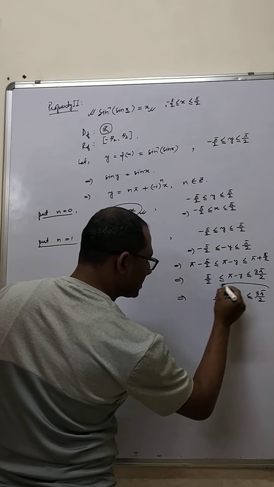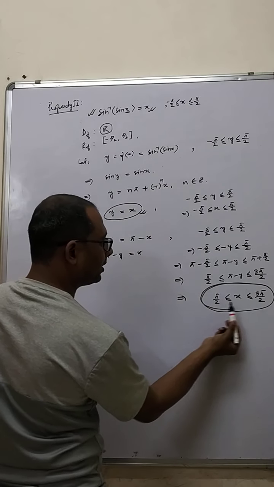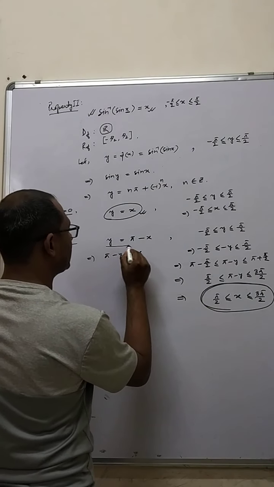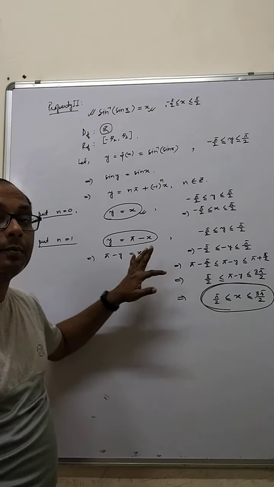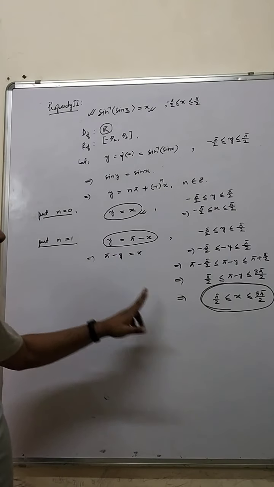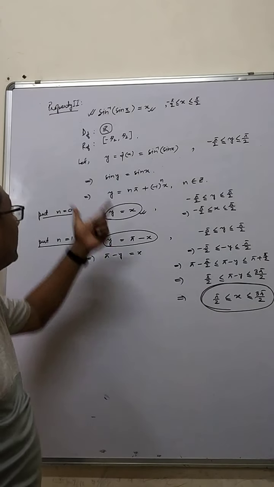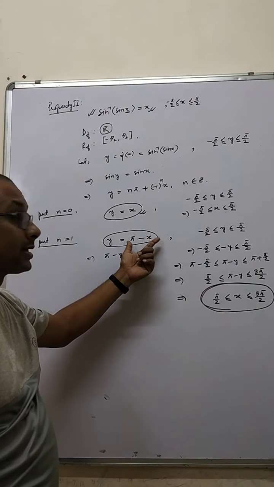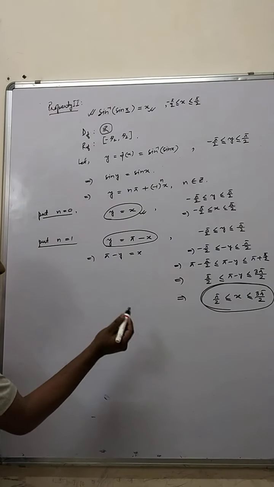Now this is the answer. When x is lying in this interval from π/2 to 3π/2, y will take the value of π minus x. This is the learning point. When x lies from π/2 to 3π/2, the value of the function will be π minus x, no longer x. It has changed. Now we'll go for some other intervals also.